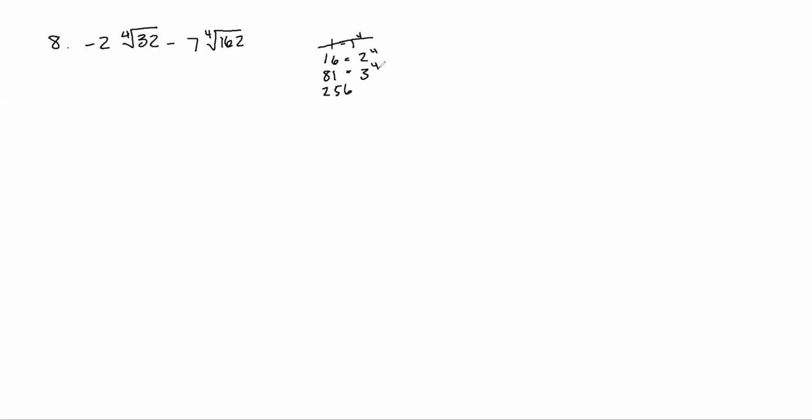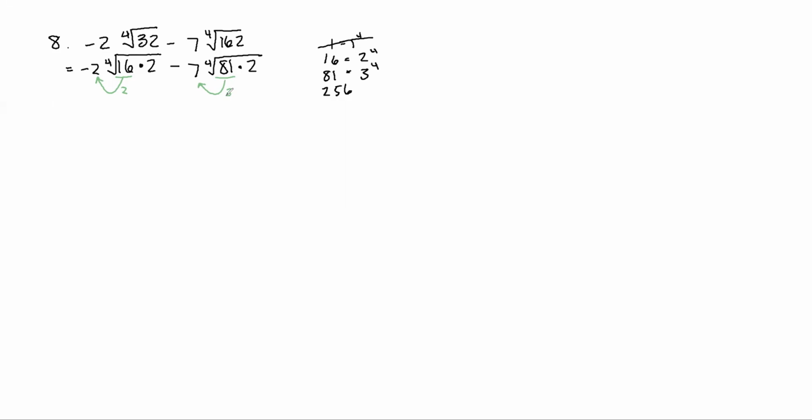Now, if we take a look at these, we have this 32 right here. You should notice that 16 goes into 32. So I'm going to rewrite this one as the fourth root of 16 times 2. The thing that will be left inside here, since we can take the fourth root of 16, will be a 2. We're left with a 2 on the inside. So let's see if a 2 goes into 162. And it does. It goes in there 81 times, which is 3 to the 4th. So we're going to have the 4th root of 81 times 2. And the 4th root of 81 is 3. So that's what we're going to be able to take out of there.